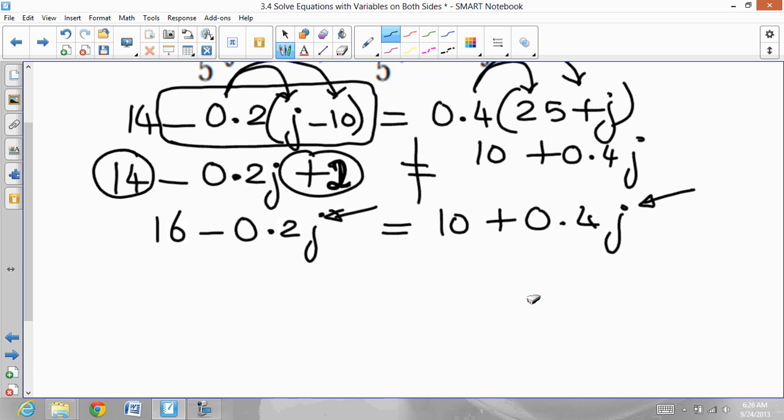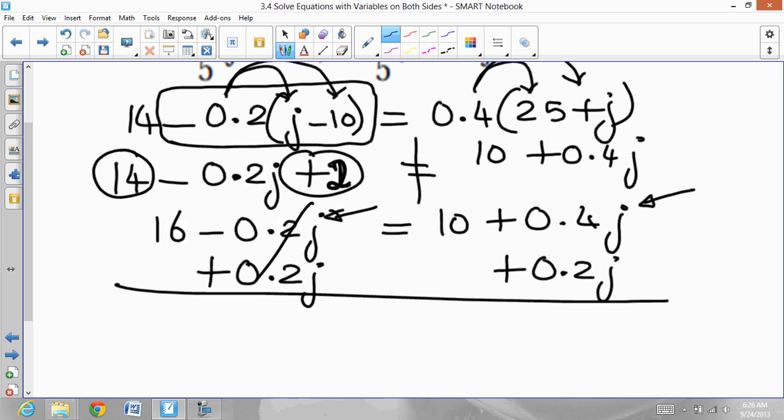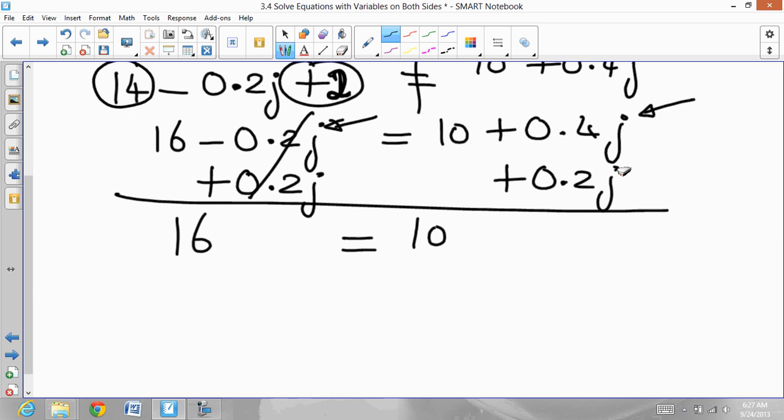I'm going to take this to the right side by doing the opposite. So these two cancel out. The only thing that is left is 16. I'm going to write it as it is. Equal sign, I'm going to write it as it is. Please make sure that you are writing every single step. And plus 0.4j plus 0.2j gives you this. And now this is your two-step equation.